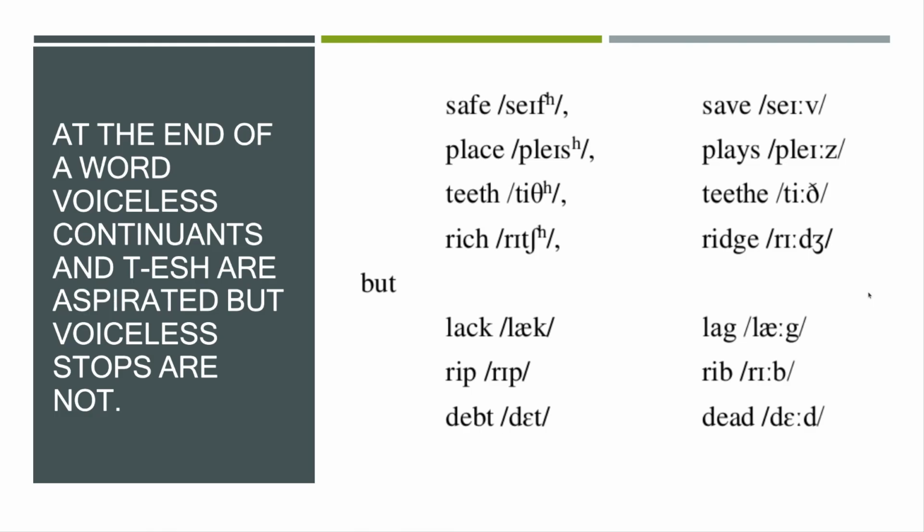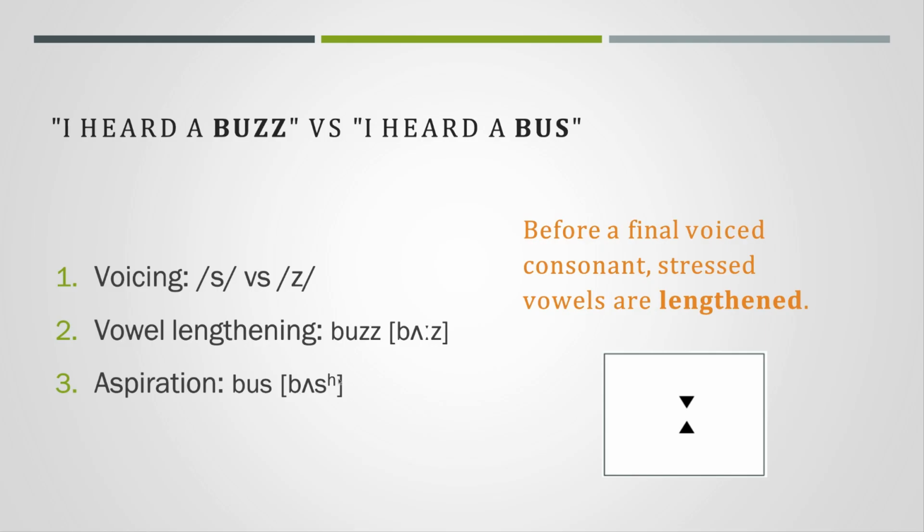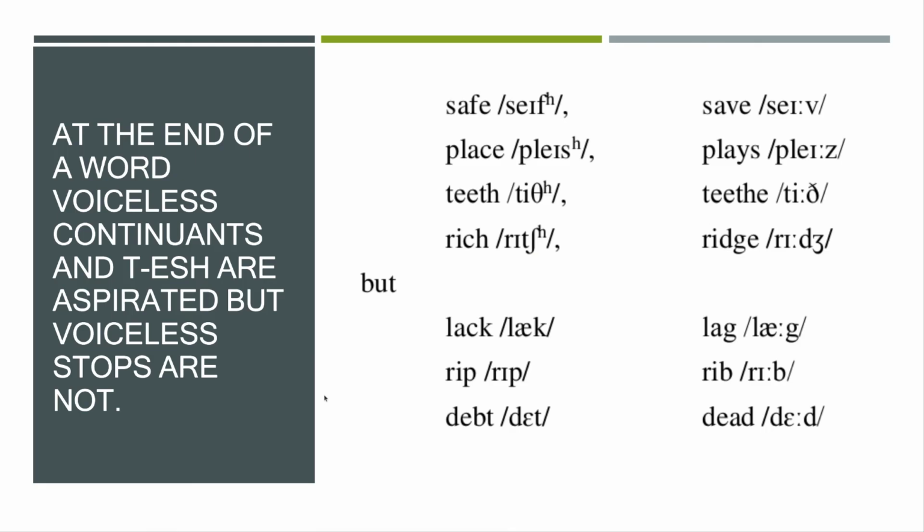Also, look at this. At the end of a word, voiceless continuants, and look at this, th, are aspirated, but voiceless stops are not. That is why in the previous slide, the word bus has this aspiration symbol next to the s, since this is a voiceless continuant. Same thing will happen with other words that also end in voiceless continuant sounds, such as the first column: safe, place, teeth, and rich. Notice that I expel more air as I am pronouncing these last sounds, whereas their counterparts in the second column will actually have a longer vowel sound when I say save, plays, teethe, and ridge.